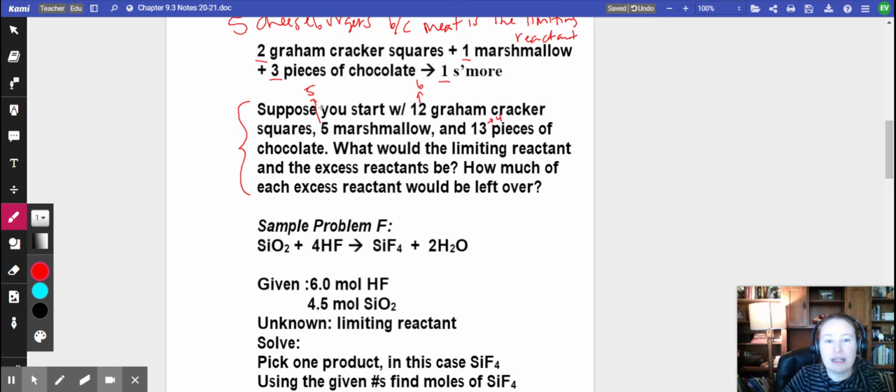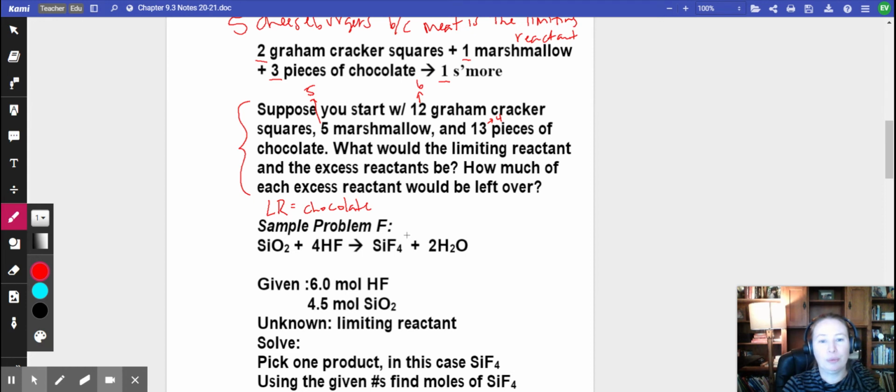So the limiting reactant is the one that makes the fewest number of s'mores, and that is my chocolate. I'm just going to put LR for limiting reactant. Chocolate. What would be the limiting reactant? The excess reactants would be, I would have leftover graham crackers and marshmallows. I would have 1 marshmallow and, let's see, if I made 4 s'mores, that would use up 8 graham crackers. I would have 4 graham crackers left over. But my limiting reactant is the chocolate.